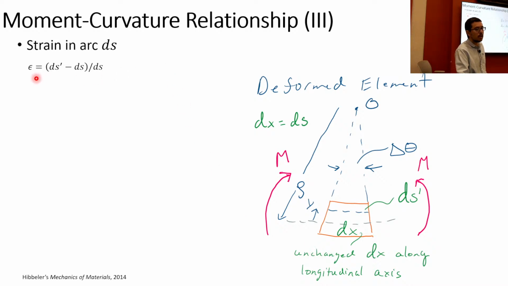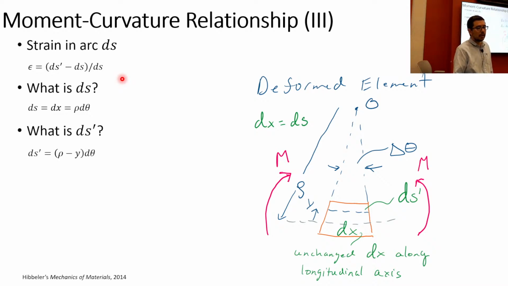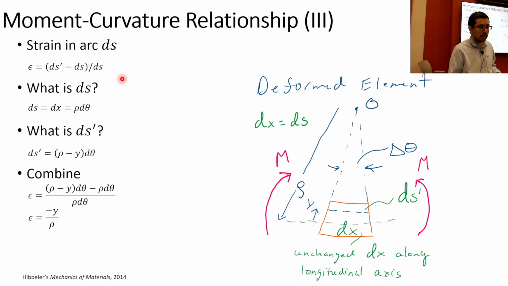We said that the strain is the dS, or it's delta S prime, right? dS is just like saying, hey, it's even smaller. dS prime minus dS over dS, right? That's the strain. What is dS? We said it's rho d theta. Okay, what is dS prime? We said it's rho minus y d theta. Essentially, we're just taking all those deltas that we had and we're just putting d's in front of them. Okay? And we get the same thing.